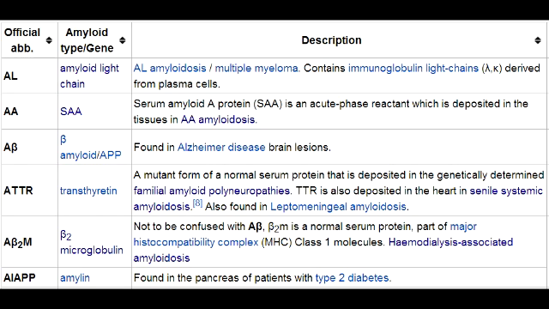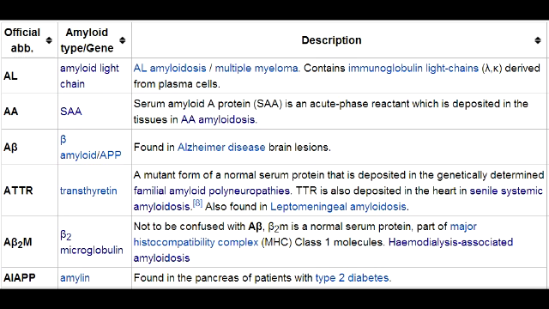What is the cause of age-related senile systemic amyloidosis? The cause of age-related senile systemic amyloidosis is due to deposition of normal wild-type transthyretin in myocardium and other sites. One additional thing to note here about age-related senile systemic amyloidosis is that it has a slower progression of cardiac dysfunction when compared to AL amyloidosis.